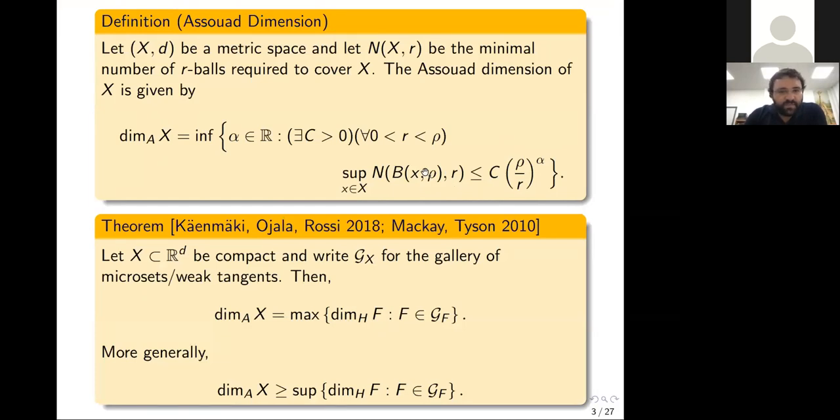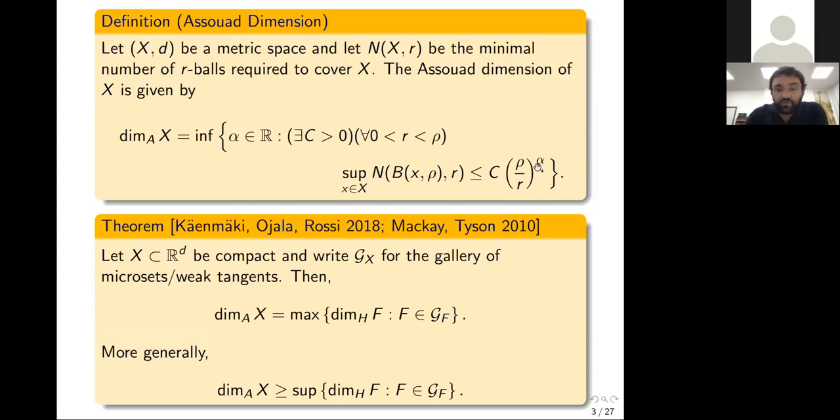Now, maybe a slight note here, I will also sometimes talk about unbounded spaces. And for these unbounded spaces, note that this R is not bounded above by anything. You can still get some reasonable notion of Assouad dimension for these unbounded spaces.